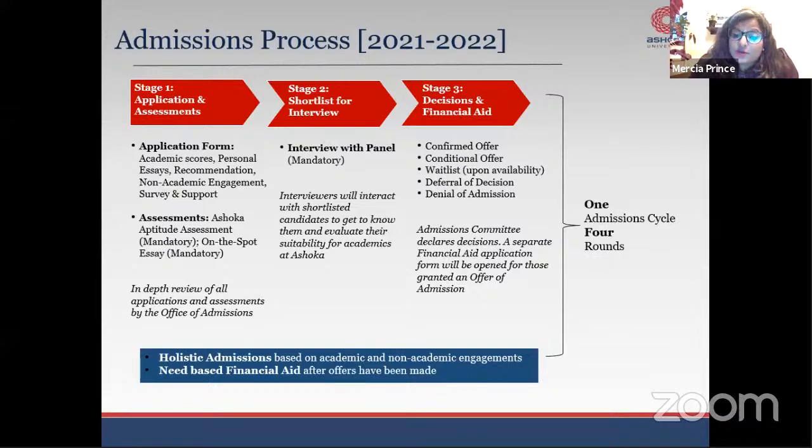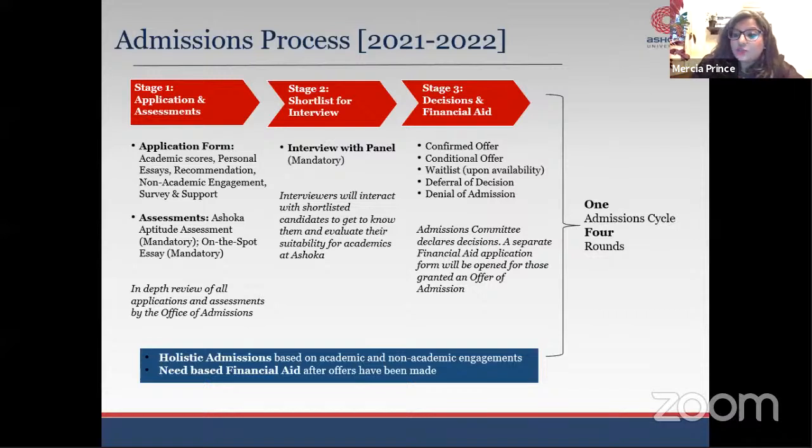Once you have written your assessments, the Office of Admissions reads every application form and evaluates it in light of the assessments and all the other parameters on the application form. The admissions committee then shortlists a certain number of applicants for the interview. If you are shortlisted for the interview round, you get to meet with the panel. It's a mandatory part of the process.